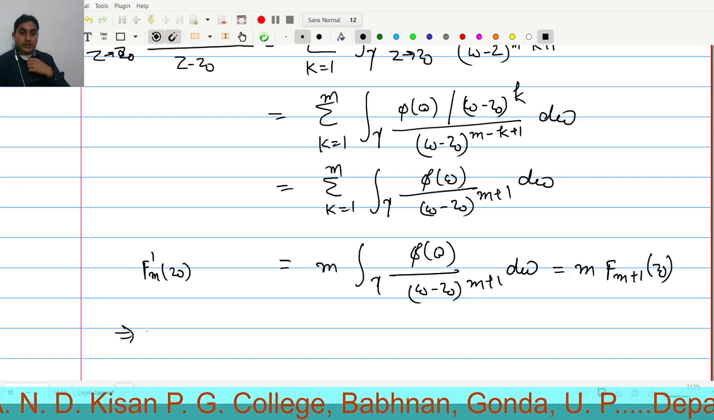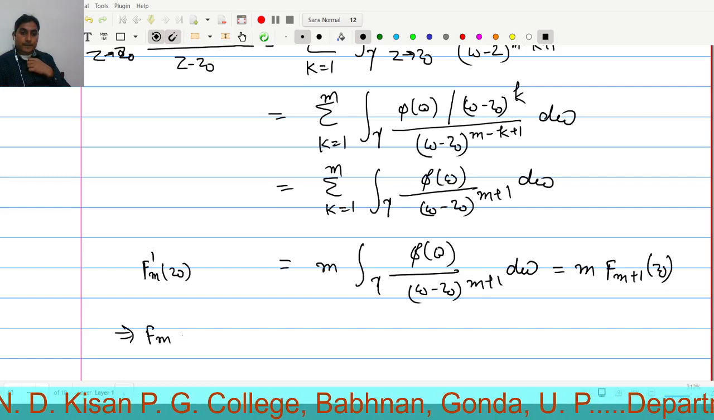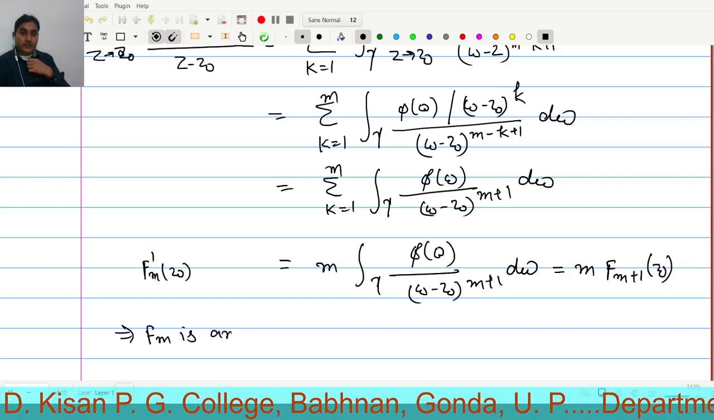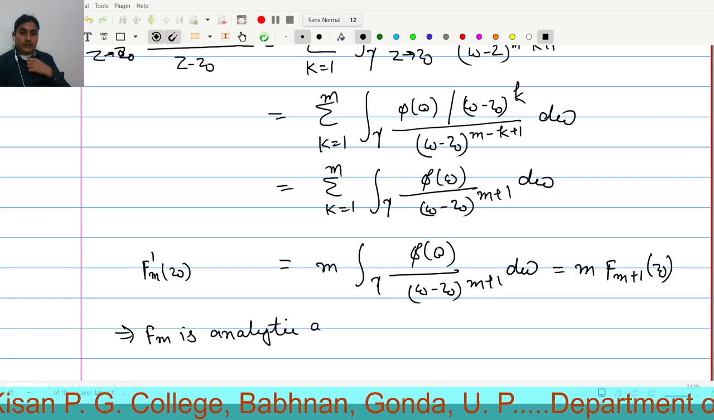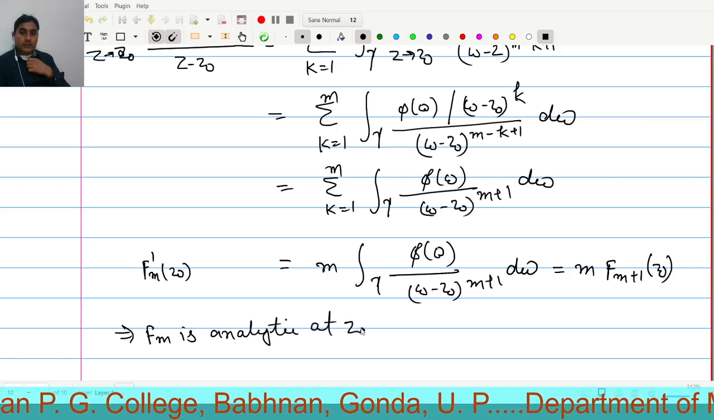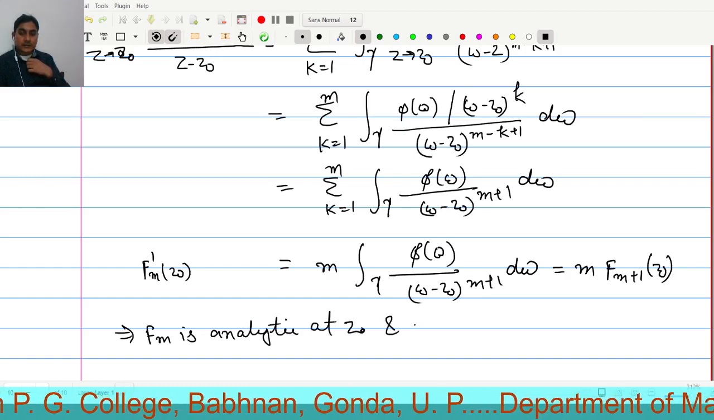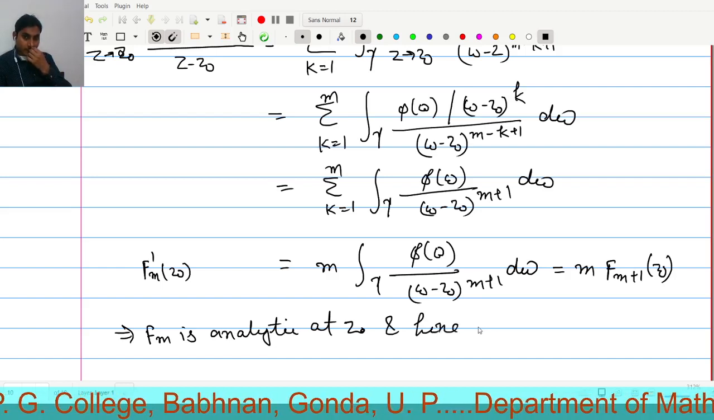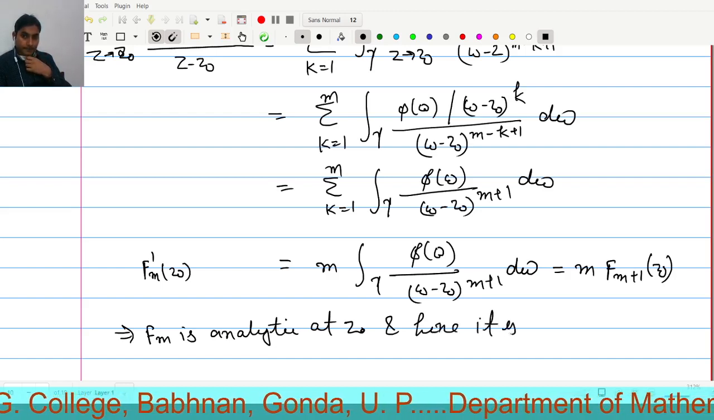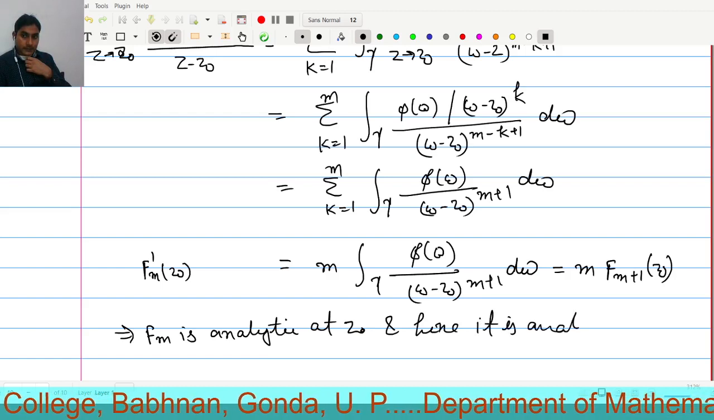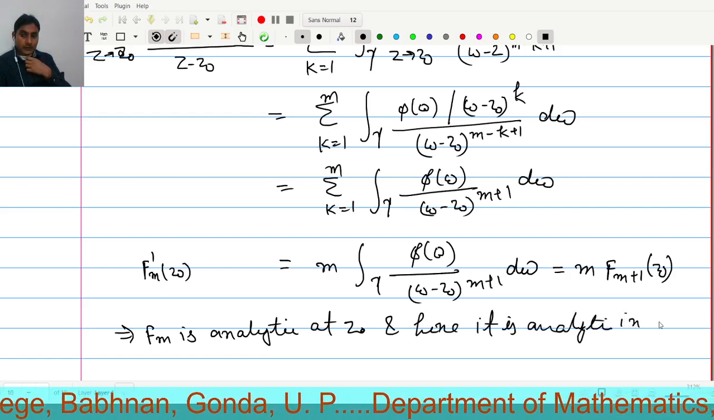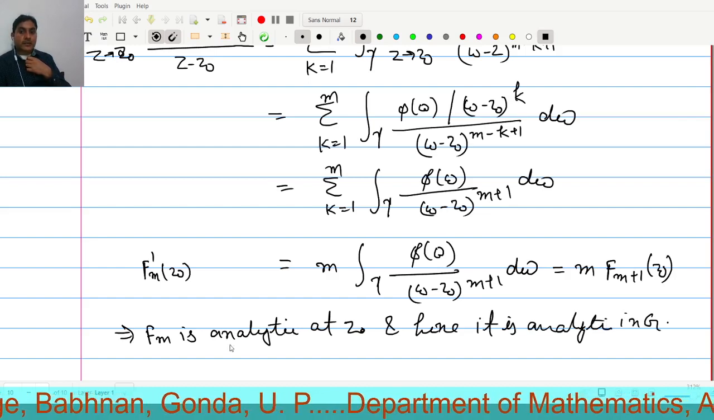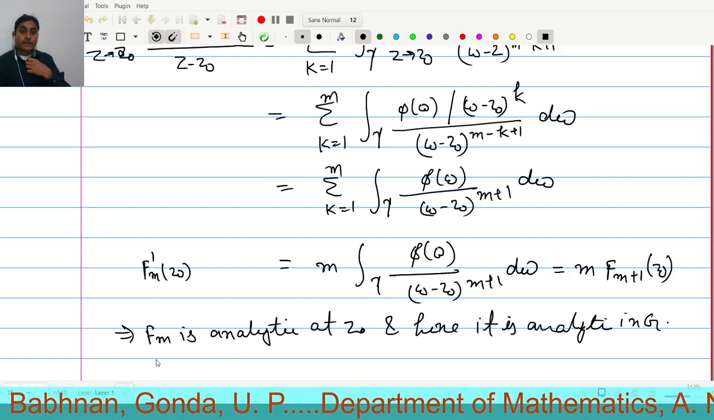This implies that f m is analytic at z naught, and hence it is analytic in Z. This proves the result.